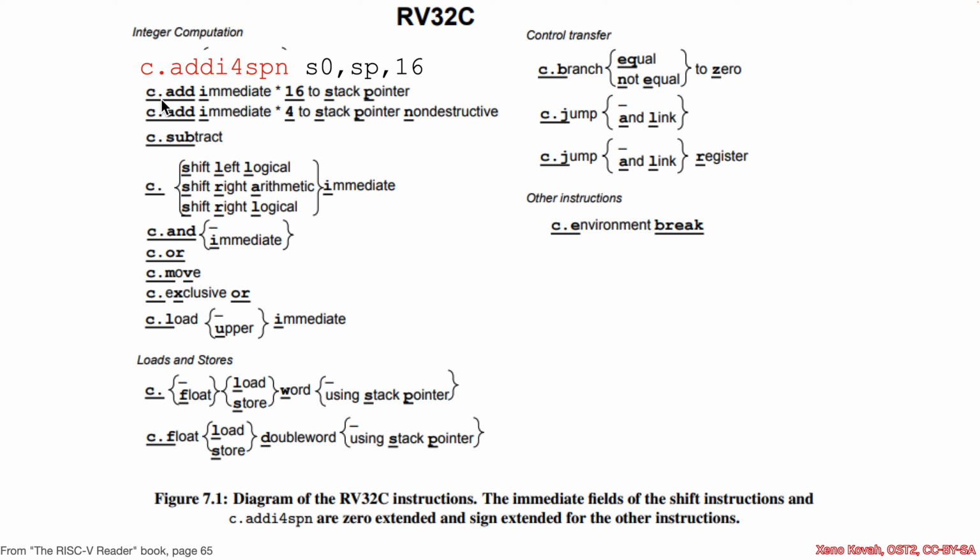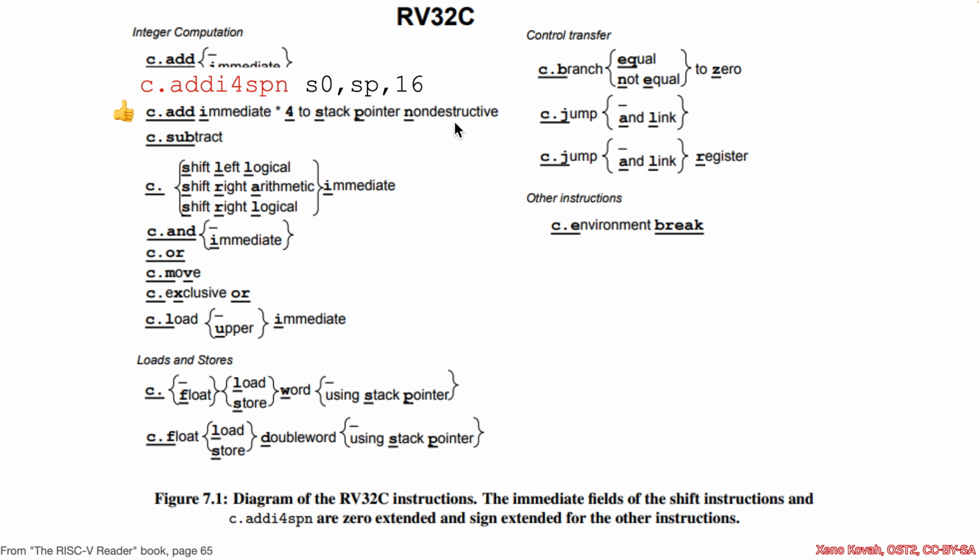So moving down, C.ADDI16SP, nope, that's not it. And C.ADDI4SPN. Bingo, that is exactly what we want. So that also tells us the name. What does this thing stand for? Compressed add immediate times 4 to stack pointer non-destructive.